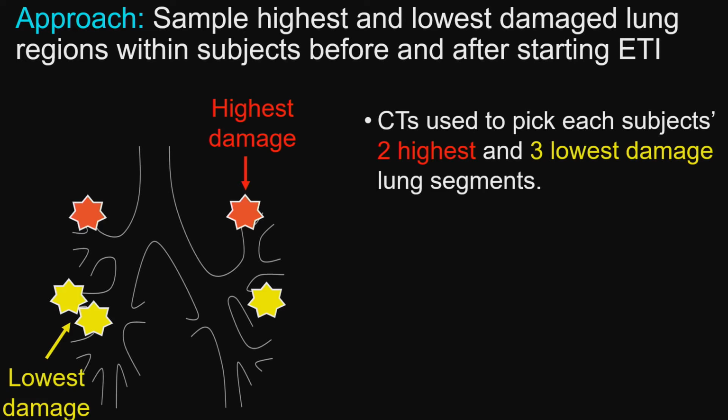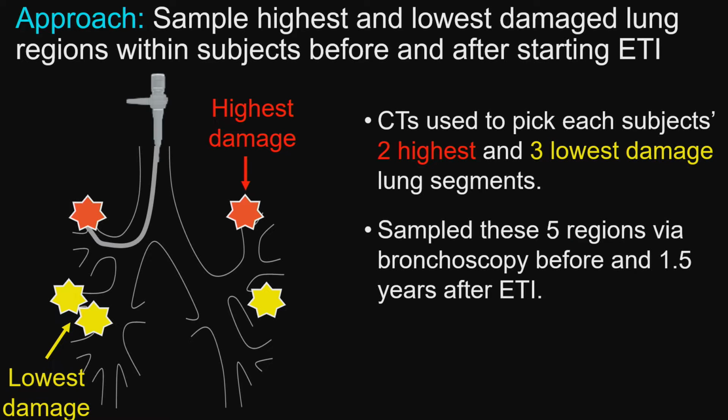To test this idea, Sam devised a study where we sampled the highest and the lowest damaged lung regions within subjects before and after they started ETI. So here's the idea. We had patients undergo CT scans, asked a radiologist to pick the 2 worst regions in that patient's lung and the 3 best regions, or lowest damaged regions, in each patient's lung. Then we did bronchoscopy of all 5 regions.